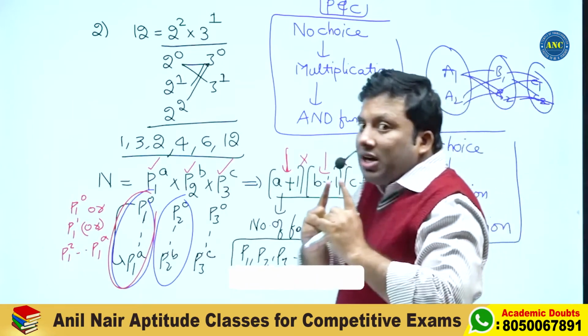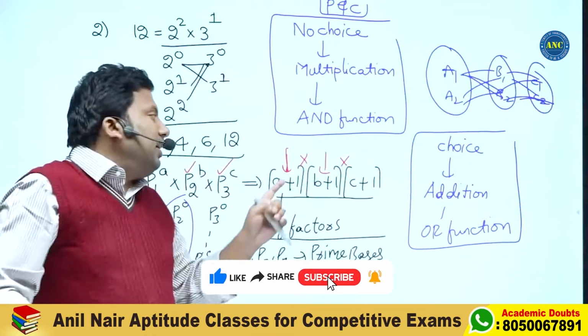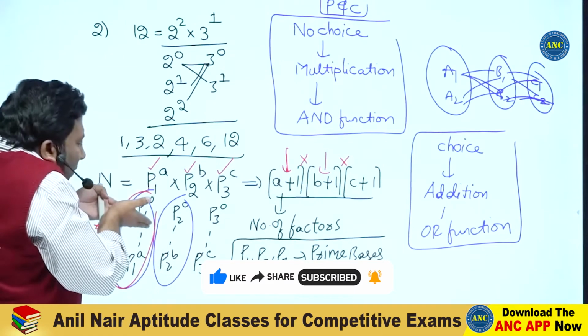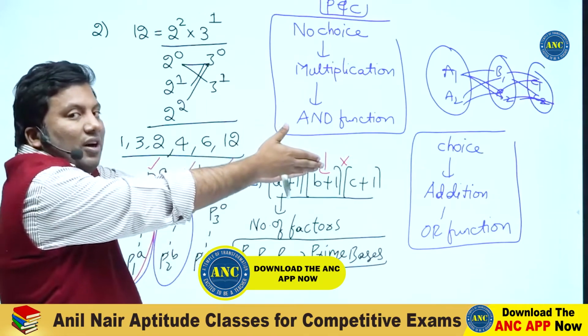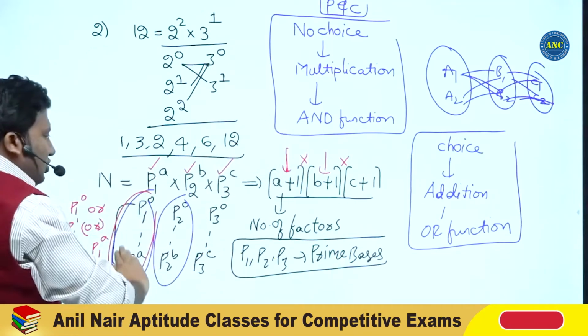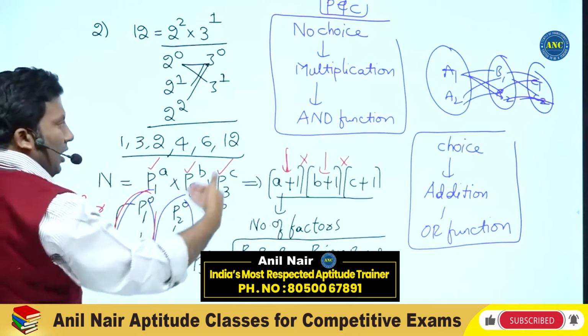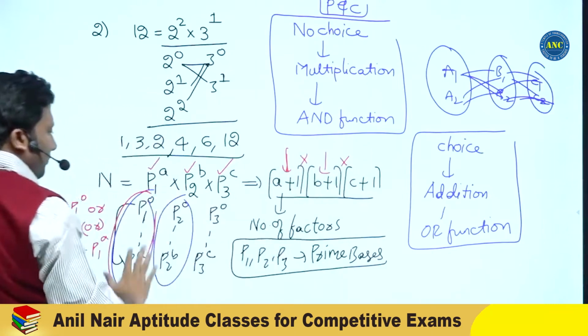I hope this concept is clear. Why is it A plus 1? I can take P1 power 0 or P1 power 1 or P1 power A. Whenever there is an OR function, it is an addition. 0 to A, it is A plus 1. 0 to B, it is B plus 1. 0 to C, it is C plus 1.